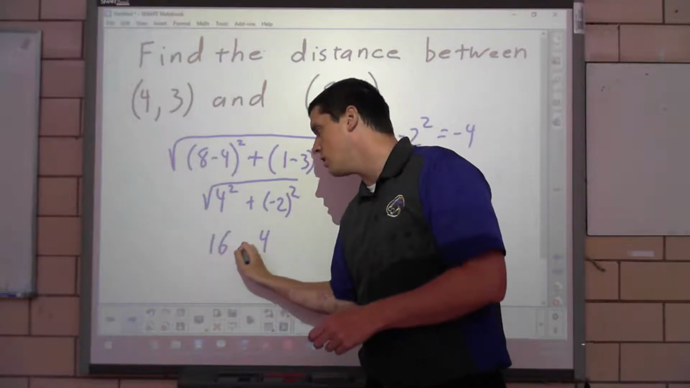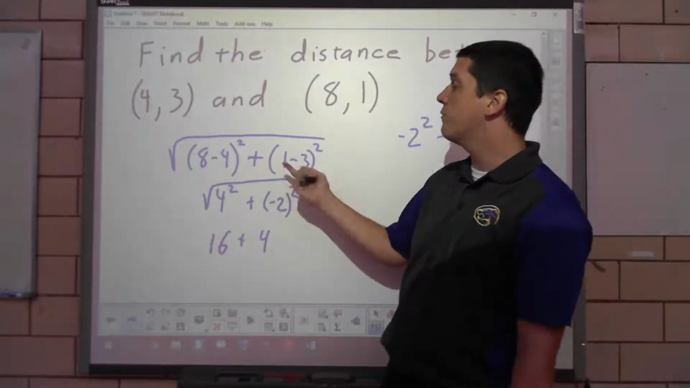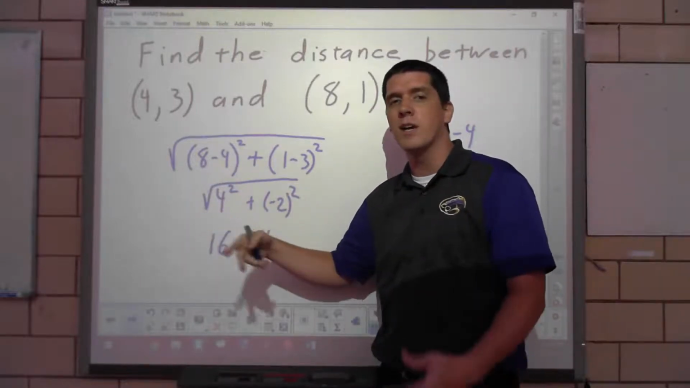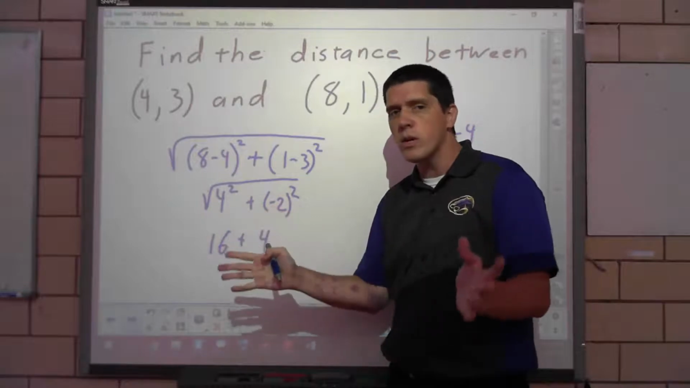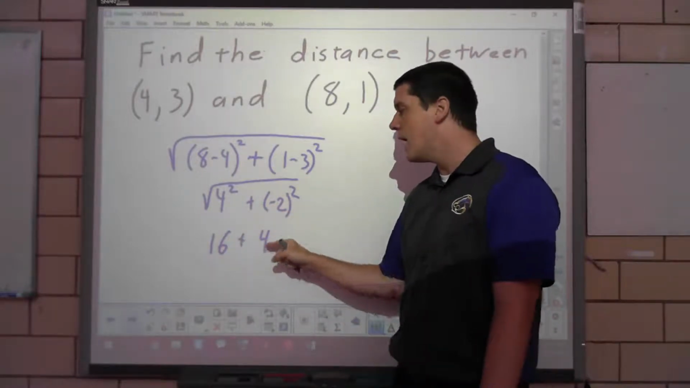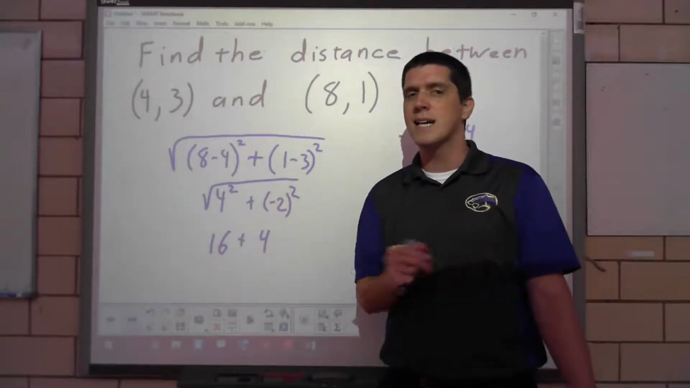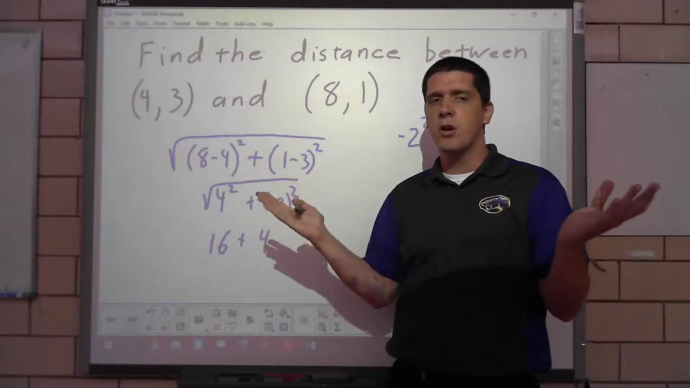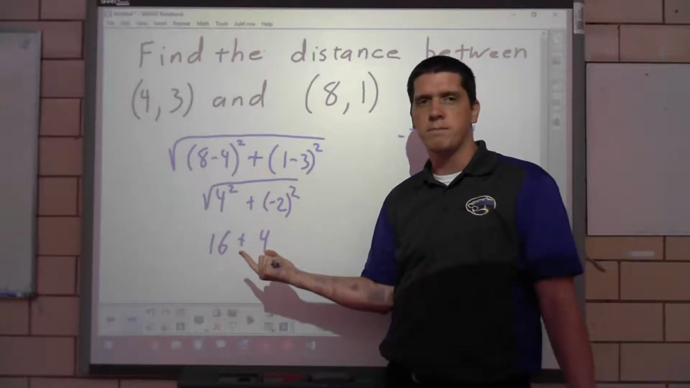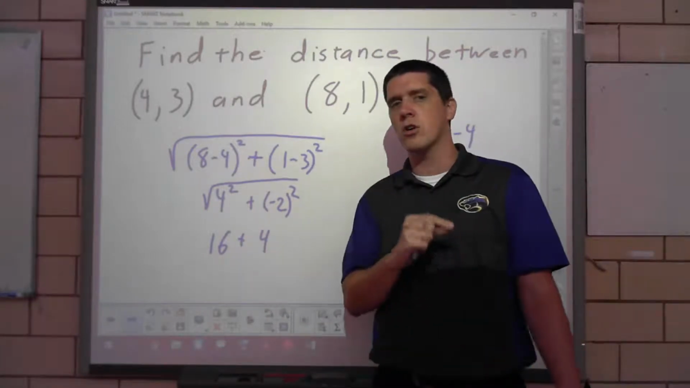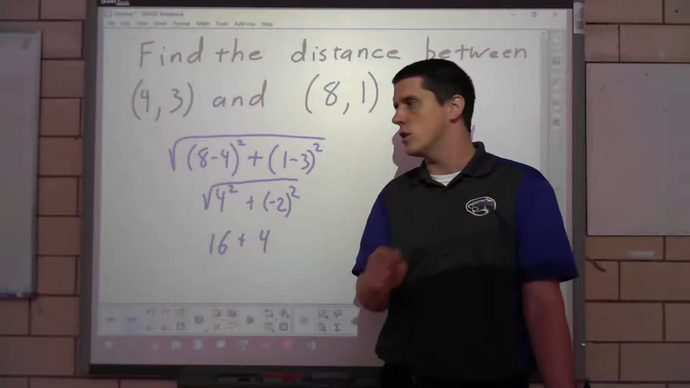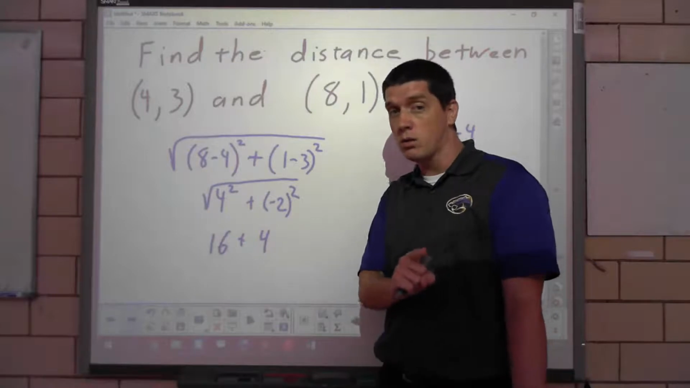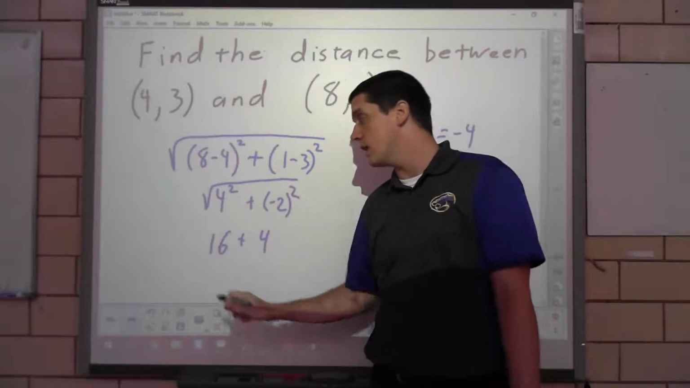I get a 16 right here. Now, if you would have flipped these numbers and did 3 minus 1 here and did 4 minus 8 here, that's fine. It doesn't matter. We're always going to end up with a positive 16 and a positive 4 in this problem. That's why I said which one is x1 and which one is y1 doesn't ultimately matter, because we're squaring it. So we have to make sure that we are paying attention. If you ever get negatives down here, you did something wrong. After you square it, you should never have negatives.